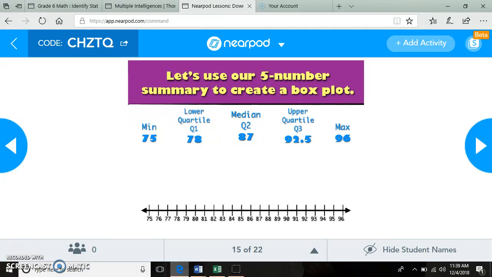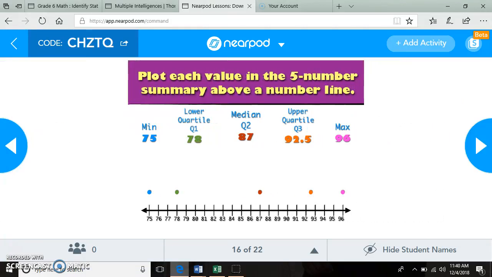So now, what I like to do is draw the number line that suits this data. So in this case, I'm going to start at 75 and end at 96. And then I'm going to plot points to where those numbers match up. And then to make the box plot, this is how it looks.